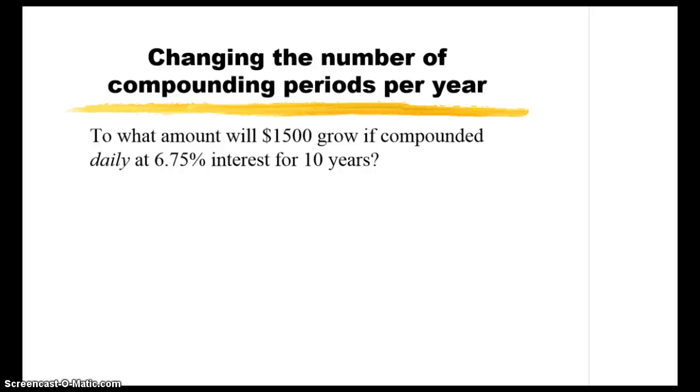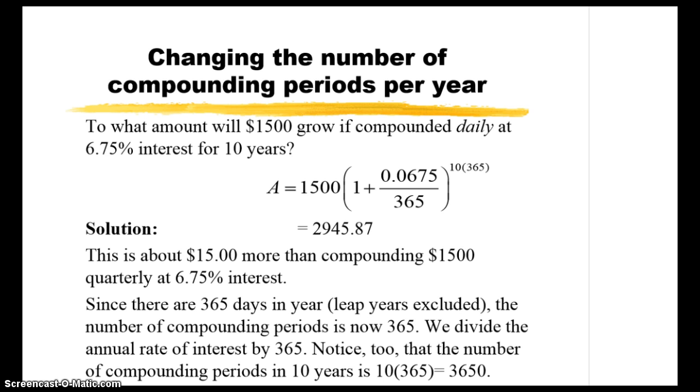Let's investigate this case. So to what amount will 1500 grow if compounded daily at 6.75% interest per year? The only thing that we're changing here is that we're compounding daily. The number of compounding periods in this case would be 365 because we're compounding daily, and there's 365 days in the year. So as you could tell, here is the formula. Nothing changes except my M is now 365. Therefore, the 365 will appear in the power as well, and you're going to get a much different number, 12,945.87.